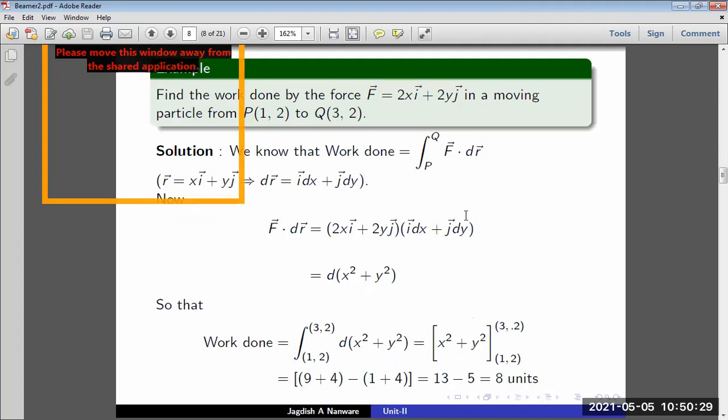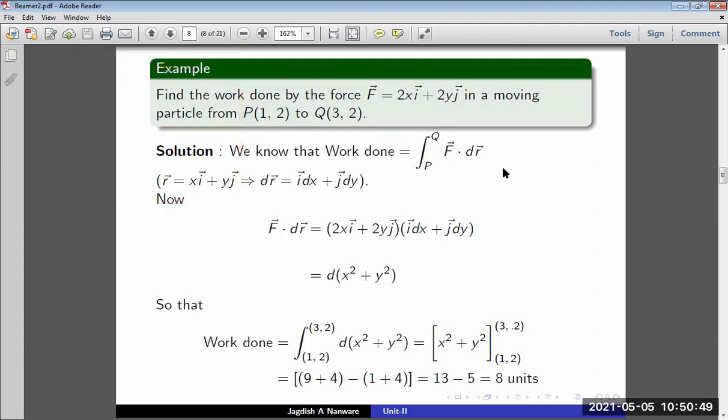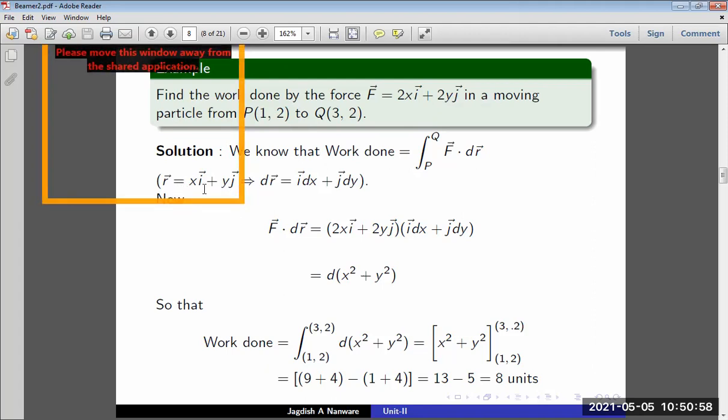Find the work done by the force F, which is 2xi plus 2yj, in moving a particle from the position whose coordinates are (1, 2) to (3, 2). Okay. So we know that work done is given by this integral from P to Q of F dot dr, right? So here we have the vector, this is the actual radius vector, r is equal to xi plus yj. And if you find its derivative, it is simply i dx plus j dy, right? And we know the given force F is 2xi plus 2yj. So we first find this dot product.